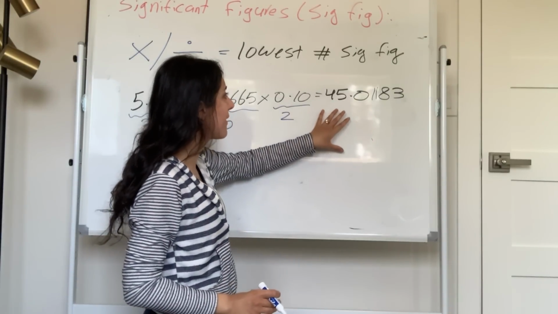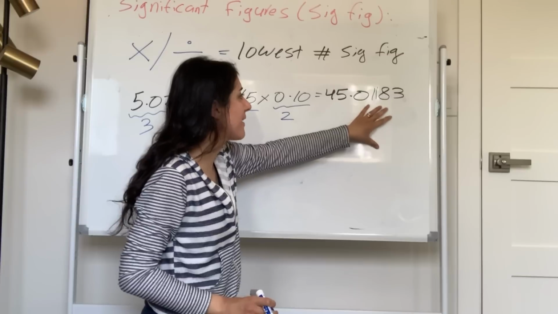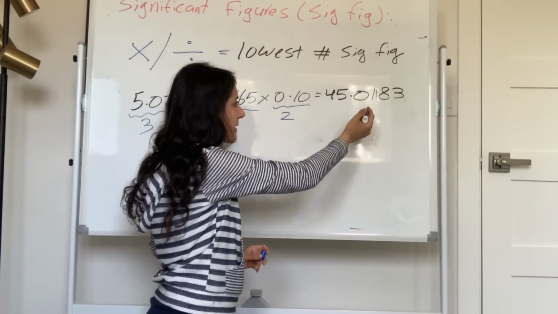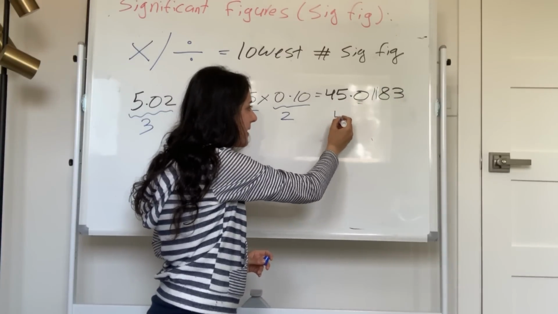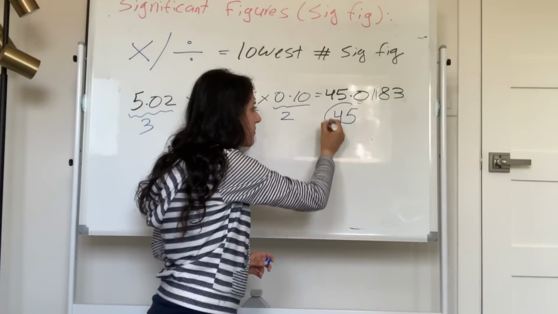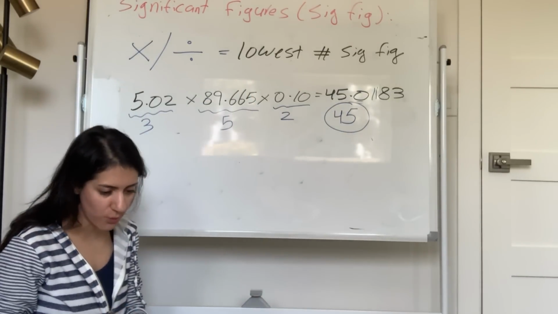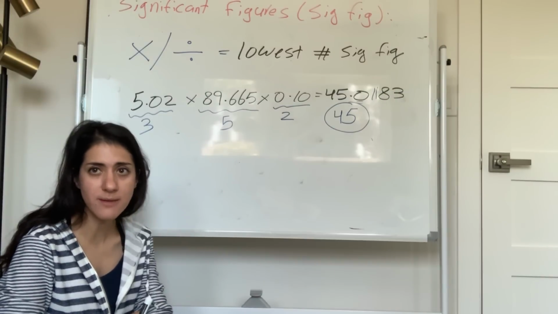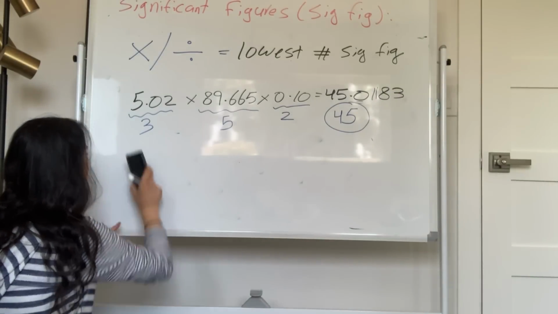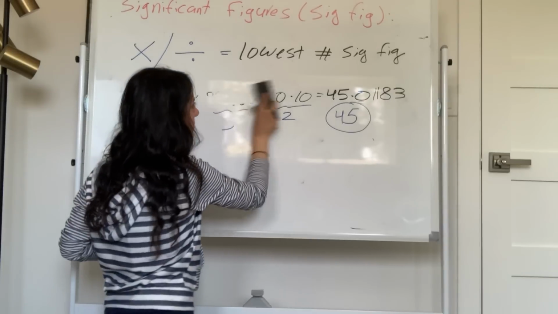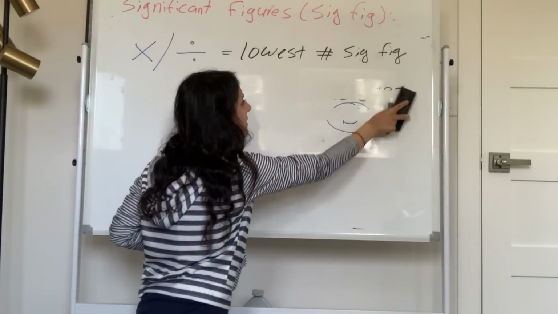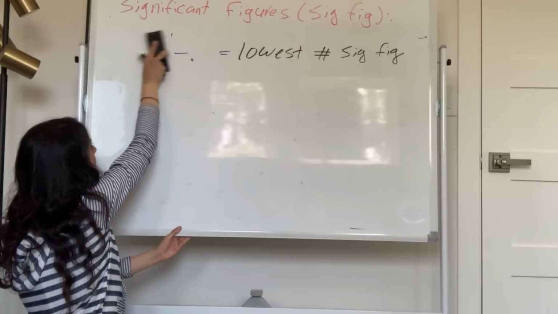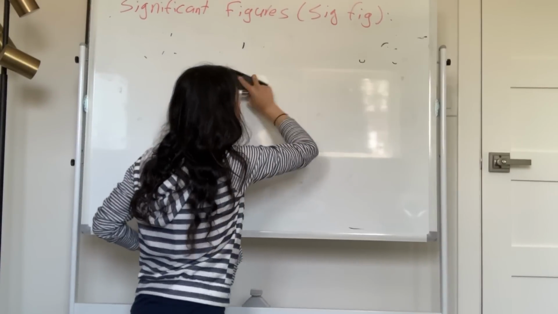My answer is 45.01183. I have to round this to reflect that. So I need to forget about the decimal places. And this is 0, so I will round down. My final answer should be 45, 2 sig figs. So far, so good? Okay, so for multiplication and division, you go with the lowest number of significant figures, and then you round the final answer to reflect that.